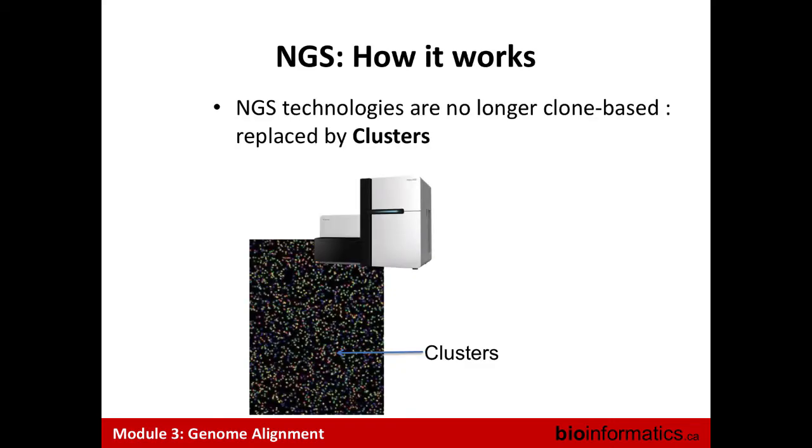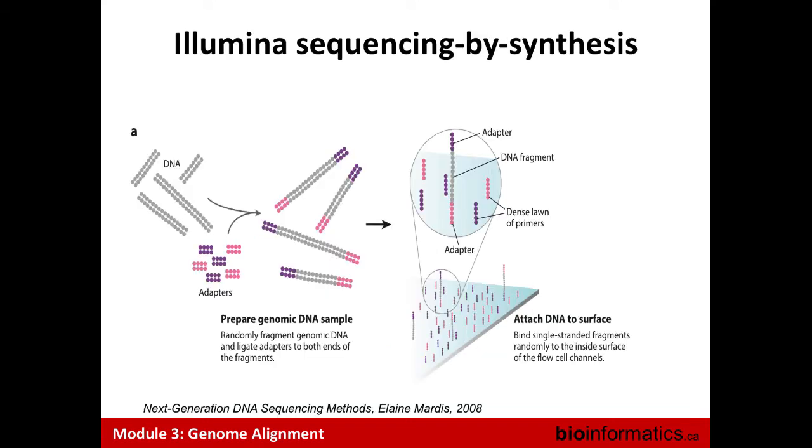Now we use the cluster approach. What that means is that for an Illumina machine, you have the same approach as for clones, but this time for one run you have millions of sequencing reactions on a single run. So you can generate up to 500 million sequences at the same time in the most recent machines. So how does it work? For Illumina, it's called sequencing by synthesis.